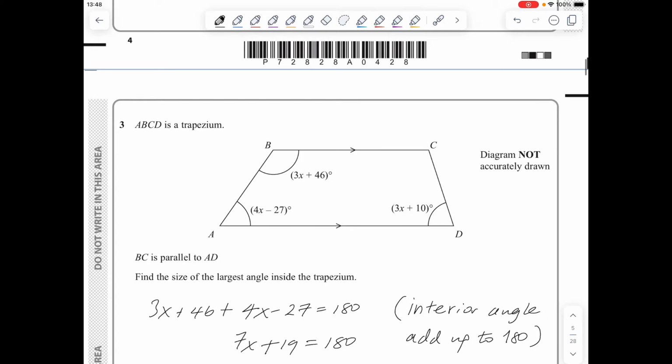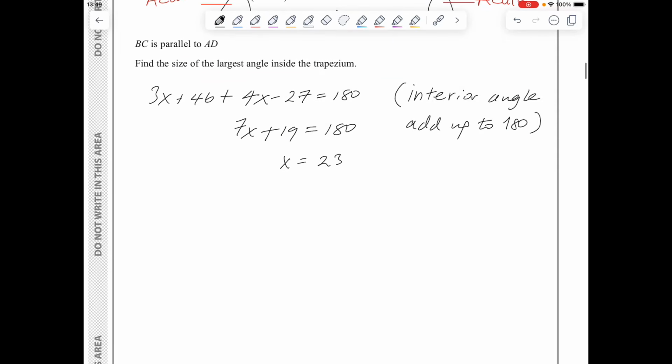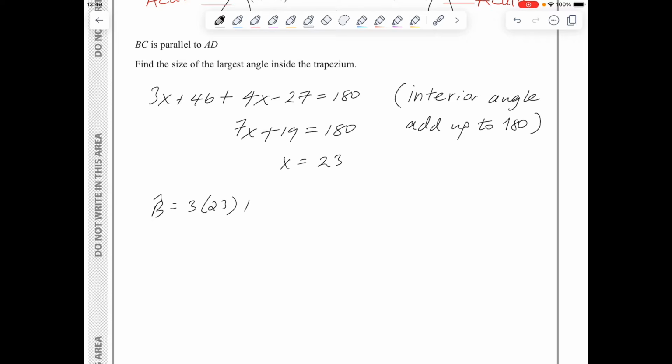Now, from the shape, it seems like B is the largest angle, but because this is not accurately drawn, I will also find C as well. No need to find the other two, because B and C are the two obtuse angles, while A and D are acute ones. So angle B is equal to 3 times 23 plus 46, which is equal to 115.